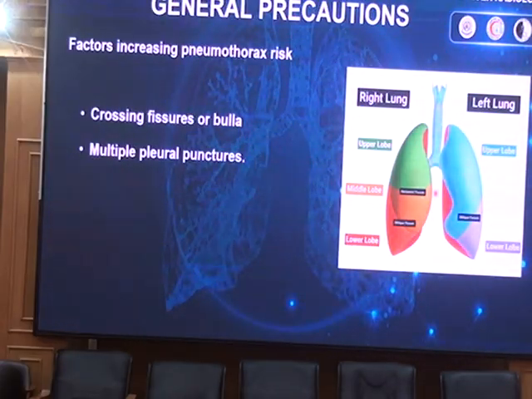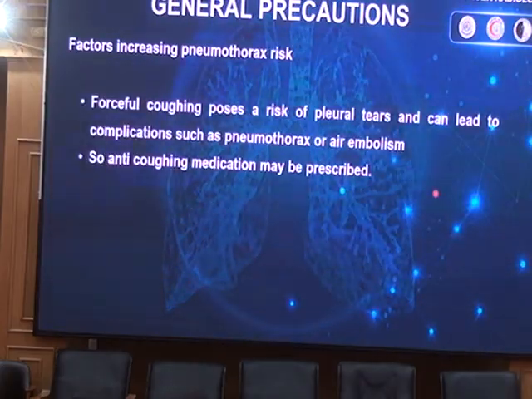Factors increasing pneumothorax risk include crossing multiple fissures or crossing emphysematous bullae, so we need to avoid these structures. Repeated punctures always pose more risk for pneumothorax. Forceful coughing during the procedure increases the risk of pneumothorax, so anti-coughing medication may be prescribed before performing the procedure.